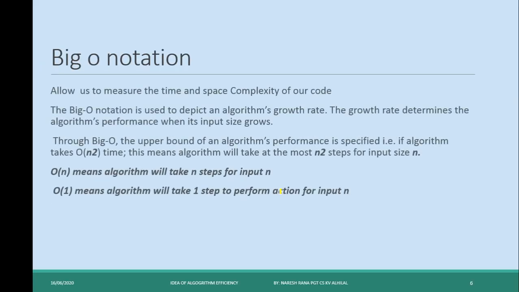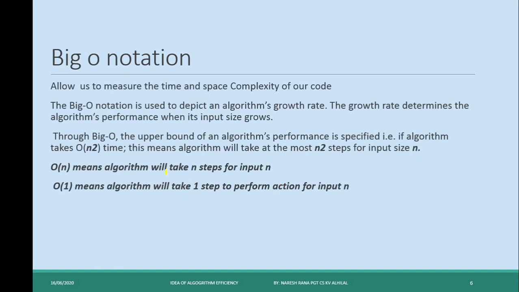What is big O notation? Big O notation allows us to express the time and space complexity of our code. Big O notation is used to depict an algorithm's growth rate. The growth rate determines the algorithm's performance when its input size grows.